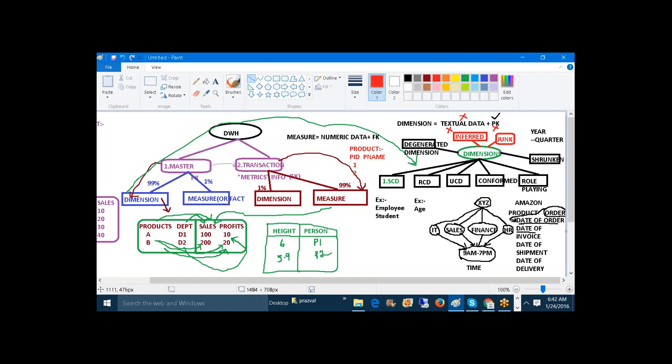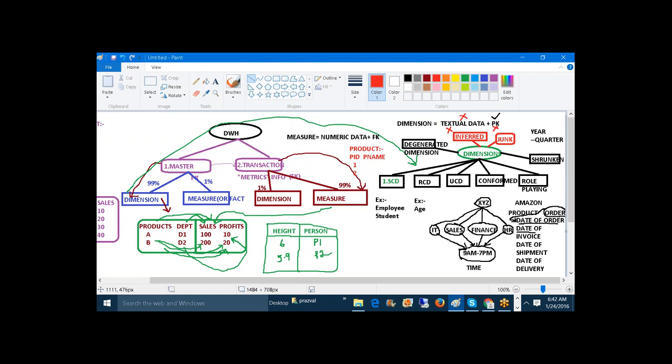Okay, so in the data warehouse, if you have some unwanted information, we'll create one table known as the junk dimension table, and we'll dump all the unwanted information into the junk dimension table. Okay, guys. So it's all about the different types of dimensions.